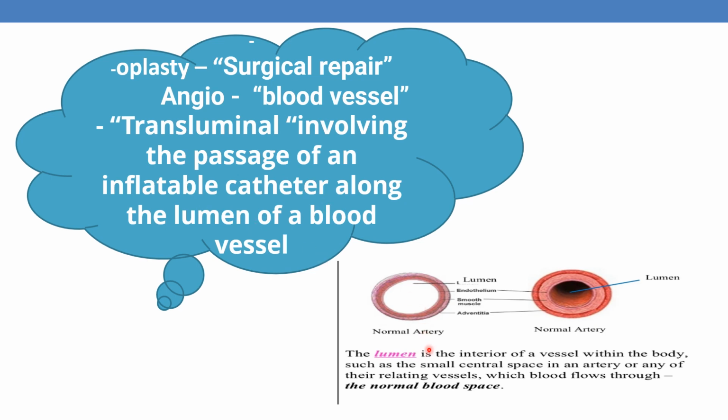What is a lumen? A lumen is the interior of a vessel within the body. This thing is the lumen. This is the normal artery and this is the lumen. Lumen is the interior of a vessel within the body, such as the small central space in an artery or any of the related vessels which blood flows through. The normal blood space is nothing but lumen.